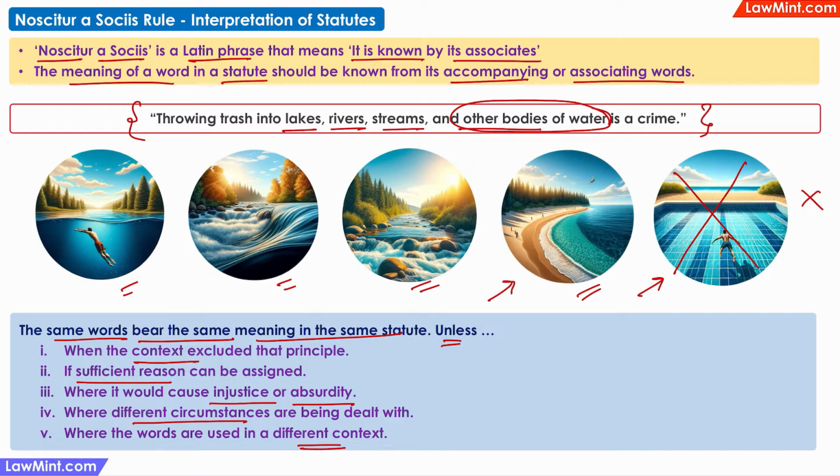You may also notice that this rule, Noscitur Sociis, is similar to the rule of Ejusdem Generis. Well, there is a difference. The Ejusdem Generis rule is applicable in situations where the words used in the statute are more general. Like if this law said that throwing trash into lakes, rivers, streams and other places is a crime. The words other places is very generic and the Ejusdem Generis rule can be used. But here the words that are used are more specific, that is other bodies of water. So the Noscitur Sociis rule can be used here.